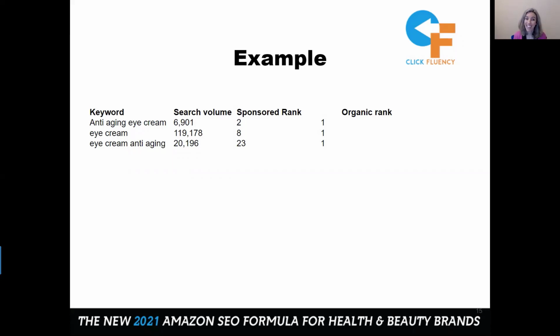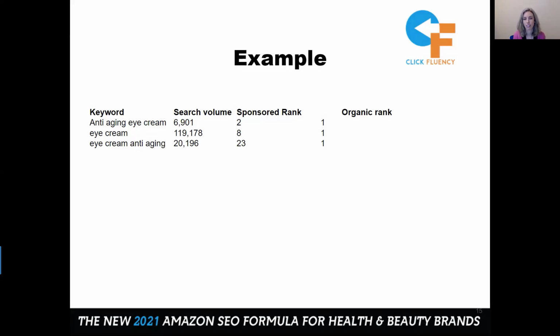And then we've got "anti-aging eye cream." So you can see it's a more specific keyword. You've got less search volume. There's only about 6,900, which is still search volume, though. That's almost 7,000 people every month looking for that specific thing. And if your product is super relevant to that, then that would potentially be great to target.